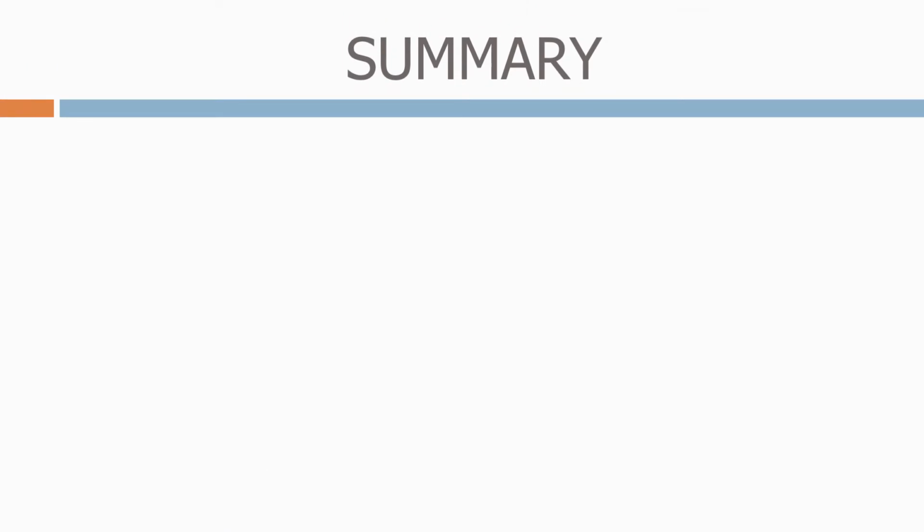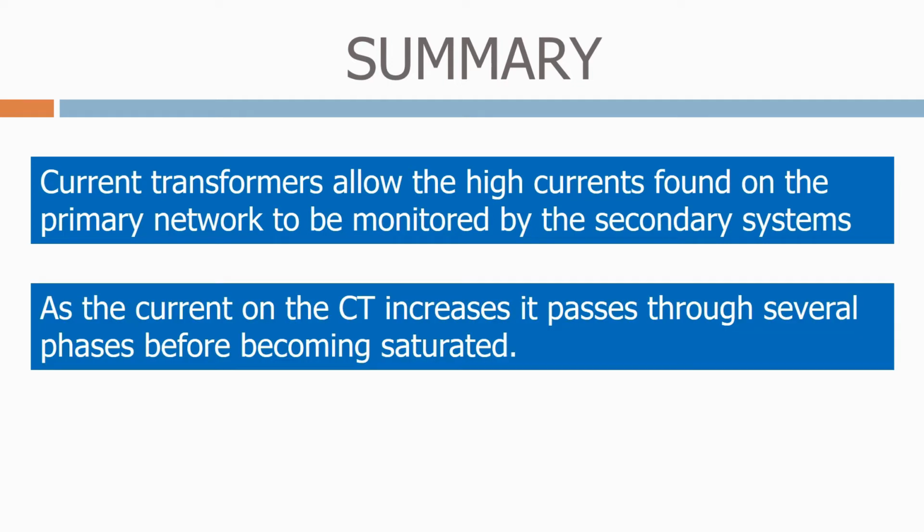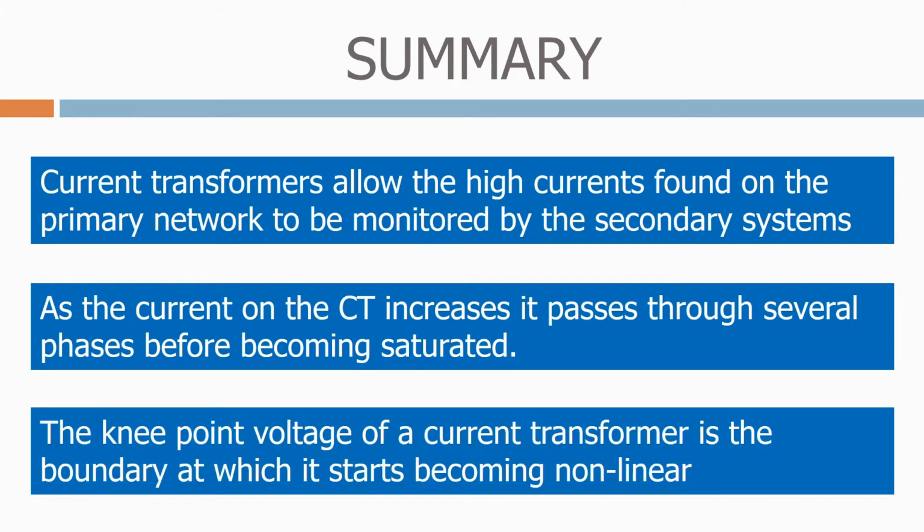Let's summarize what we've learned today. Current transformers allow the high currents found on the primary network to be monitored by the secondary systems. As the current on the CT increases, it passes through several phases before becoming saturated. The knee point voltage of a current transformer is the boundary at which it starts becoming nonlinear.